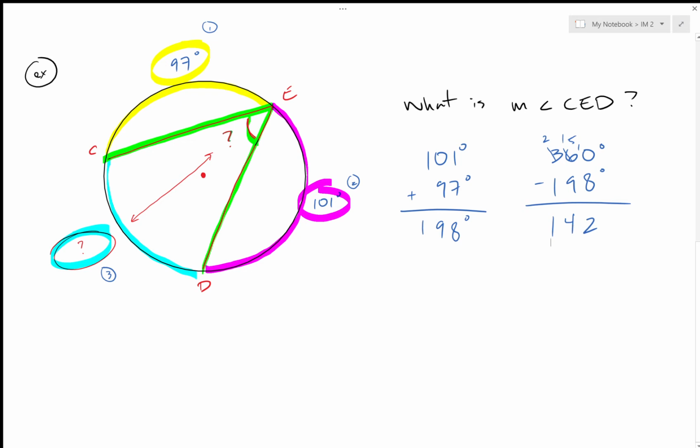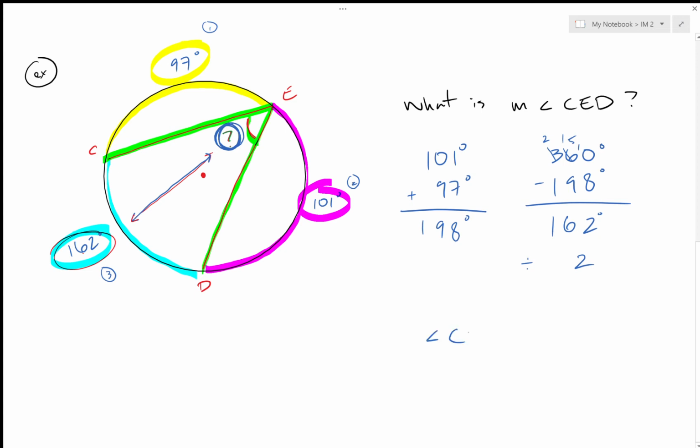No, 162. Math is a little off. All right, 162. So I can erase this question mark out here. This is 162 degrees. Now that's not what I want. I still want this inside angle. But I know the outside is twice as big as the inside, so I can divide that by 2. Divide it by 2, and I should get an answer.